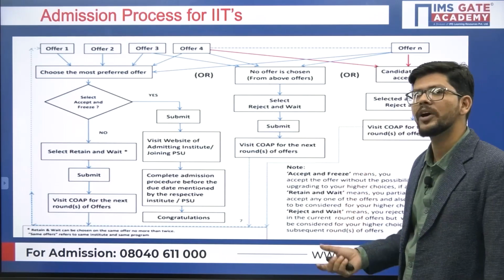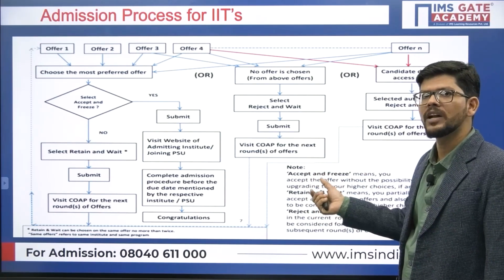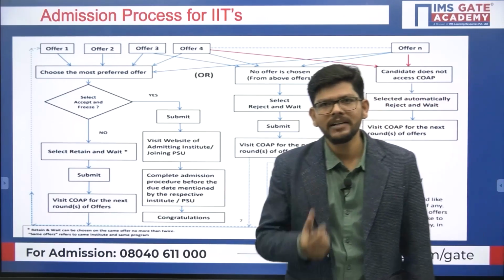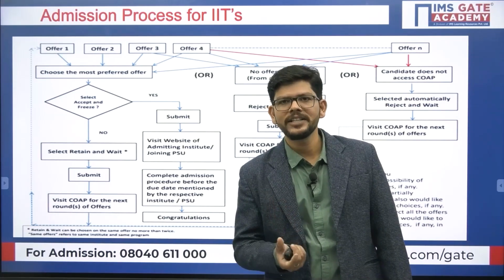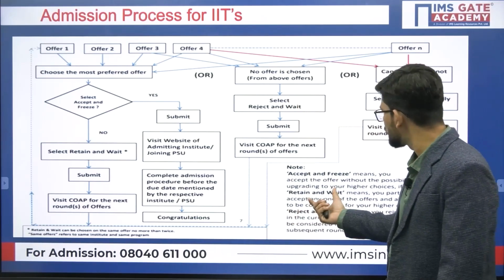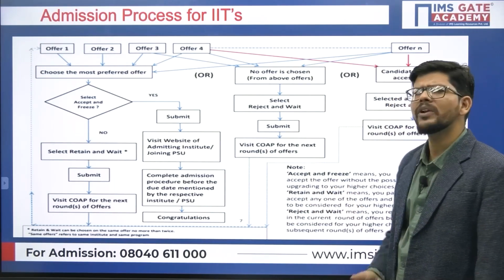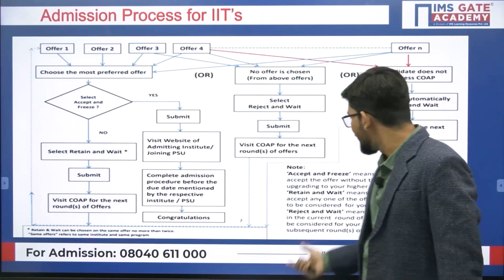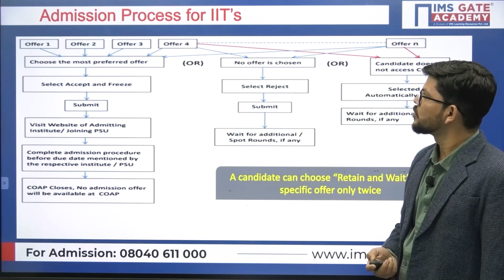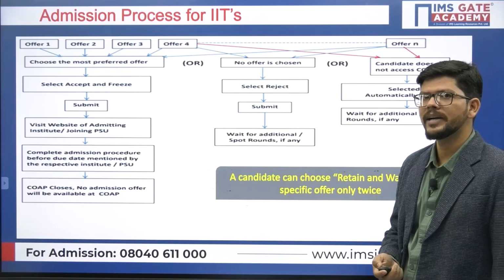Accept and freeze means you have accepted one offer and you are out of the counseling. Retain and wait means you partially like the options given by the IITs to you and you want to participate in the next round. So you will choose the retain and wait option, and if you really don't like any option, you will choose reject and wait. So this is how you will get an offer through the COAP process conducted by IIT Delhi.